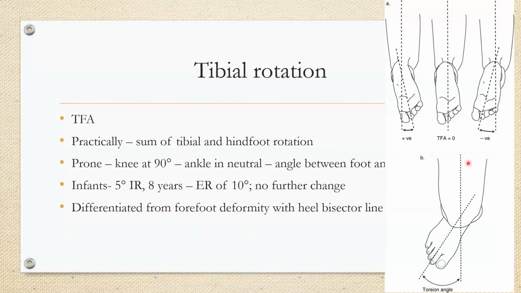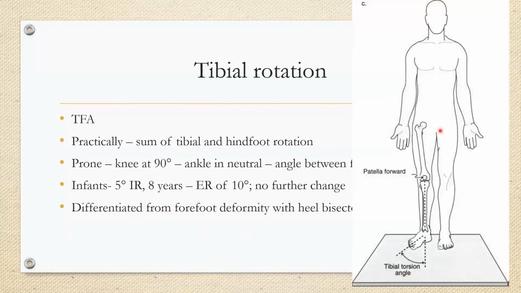Other ways to measure: the patient is made to sit with 90 degrees flexion of the knee, and the angle of the foot with the thigh is measured. Or the patient can be made to stand with the patella facing forward, and the angle the foot makes with the tibia can also be measured.